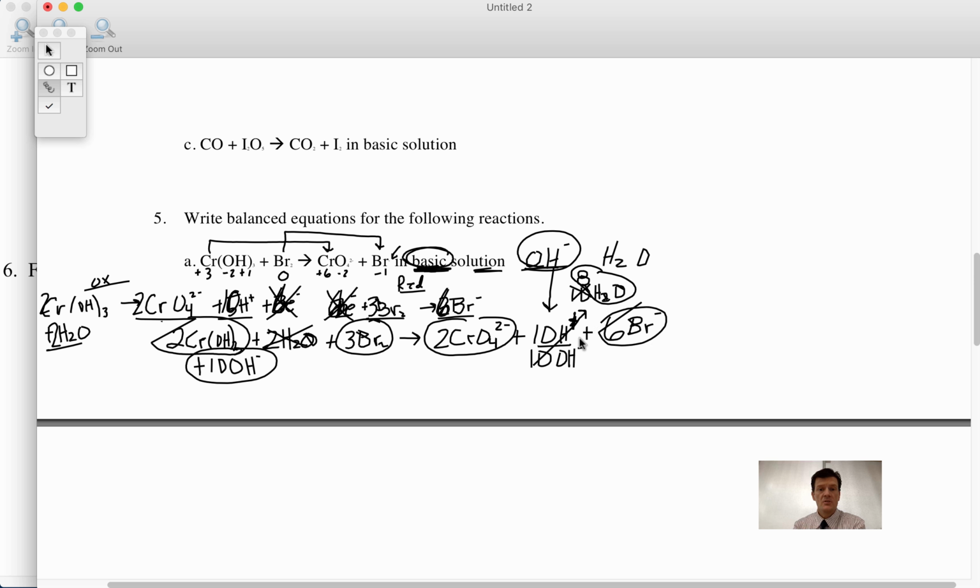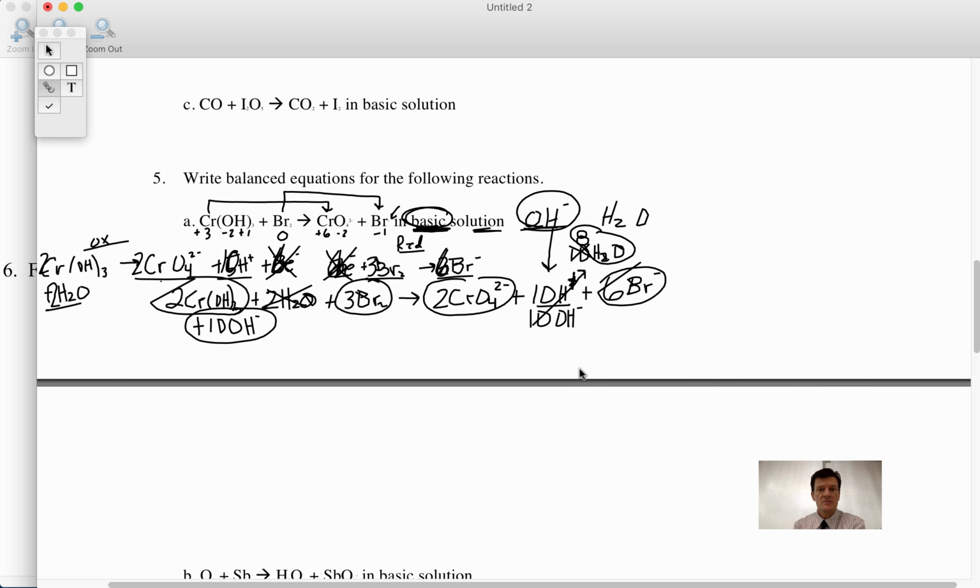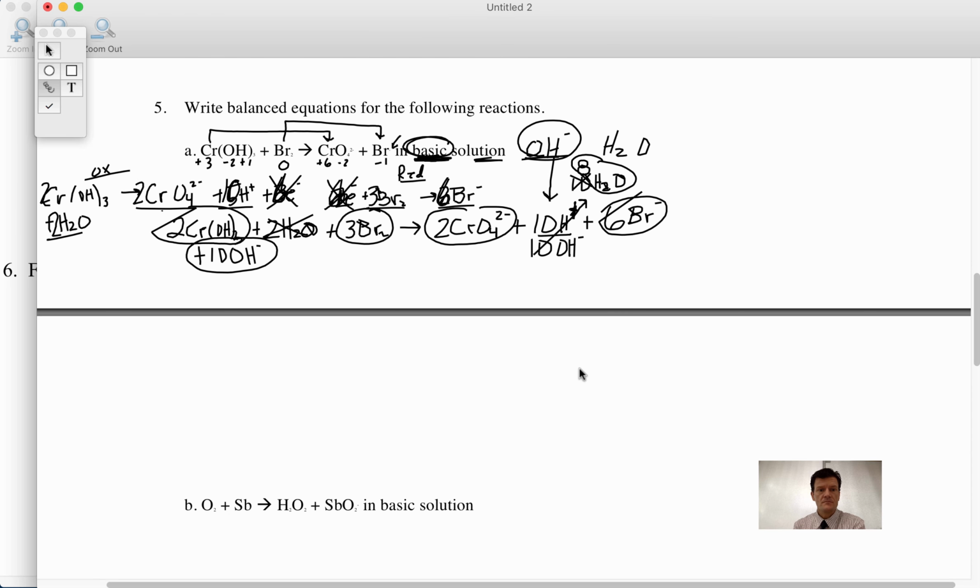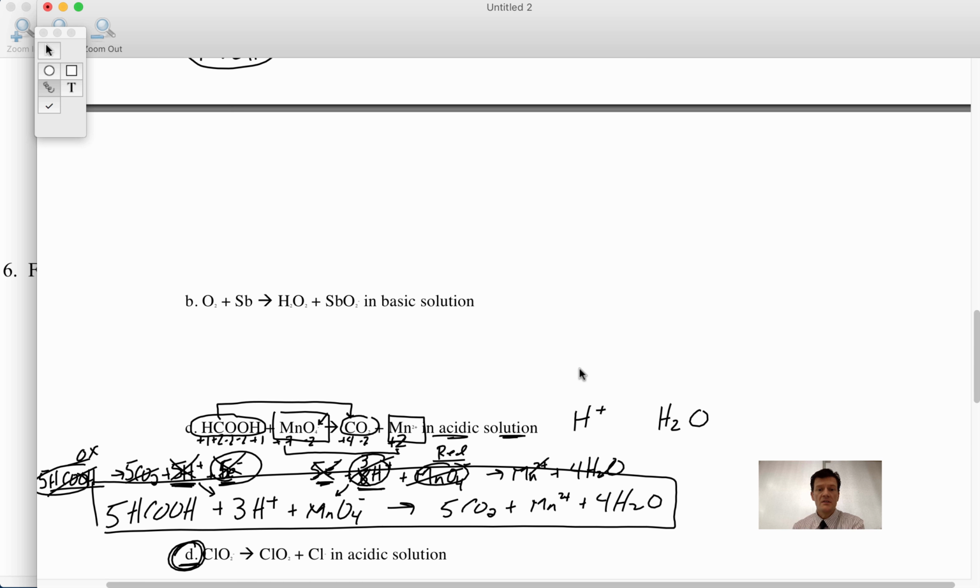Okay? So if you would take some time and do B. You should be able to do B, which is going to be very similar to the one that I just did. Okay? All right, let me know if you got questions, and I'll have the answers available to you so you can check your work. All right, keep up the good work.